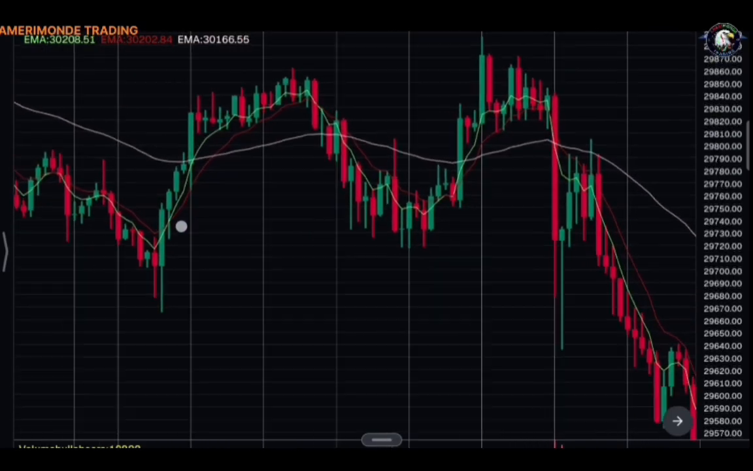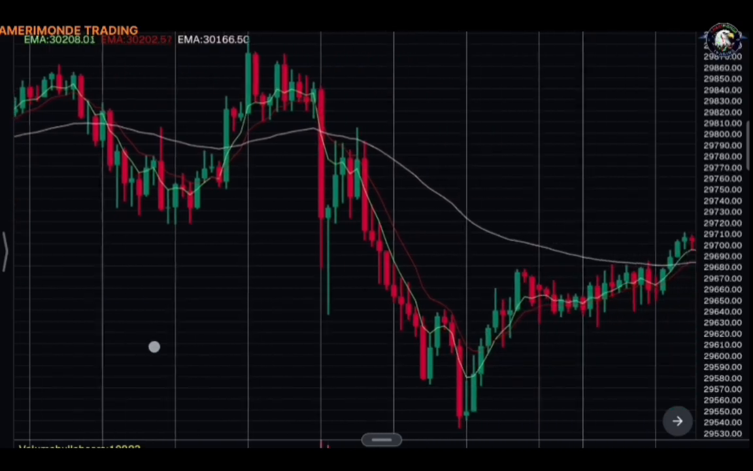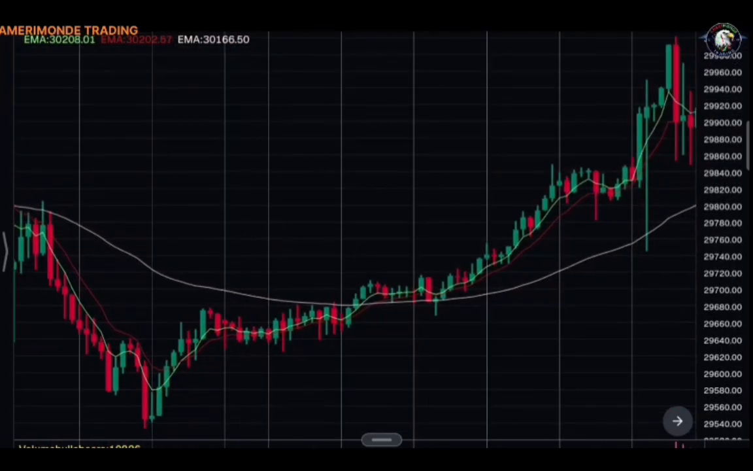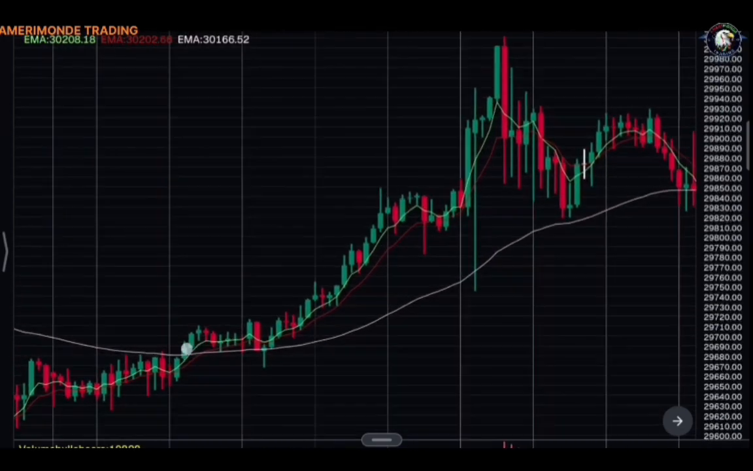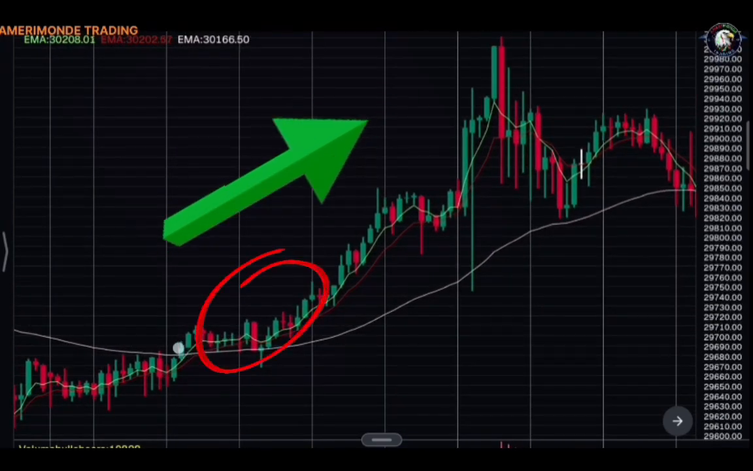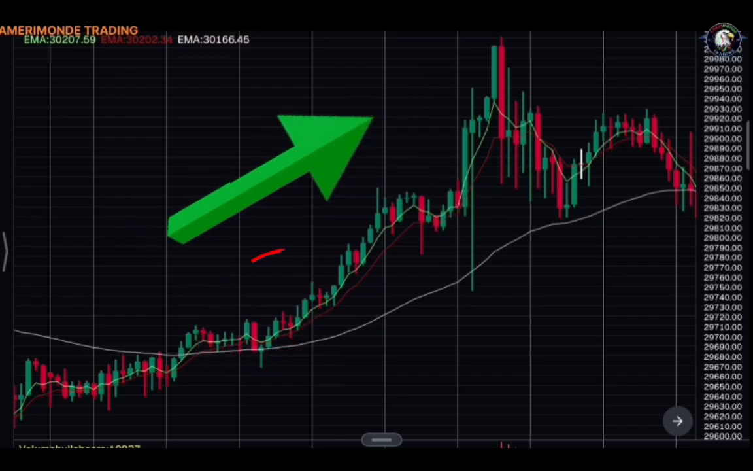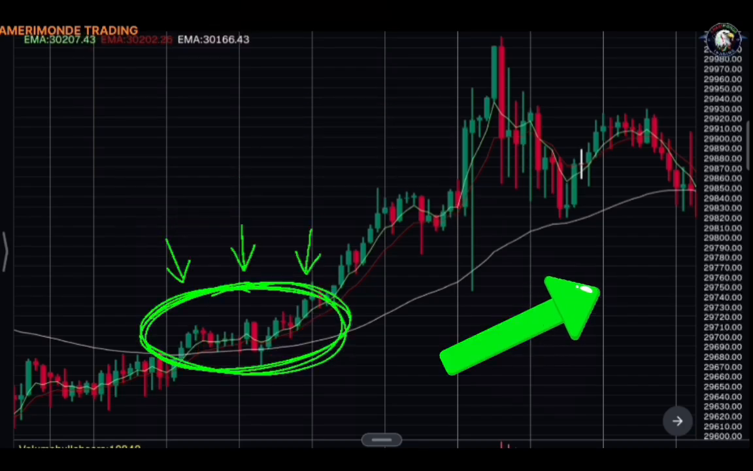Finally, let me show you what not to do on this chart. Mistake number 1. Don't short just because RSI says overbought. This chart is overbought for 2 hours, but it kept going up. EMAs keep you in trend. RSI will kill you in trend. Mistake number 2. Don't buy when green is already far from white. If EMA 5 is 300 points away from EMA 55, it's too late. Wait for pullback.